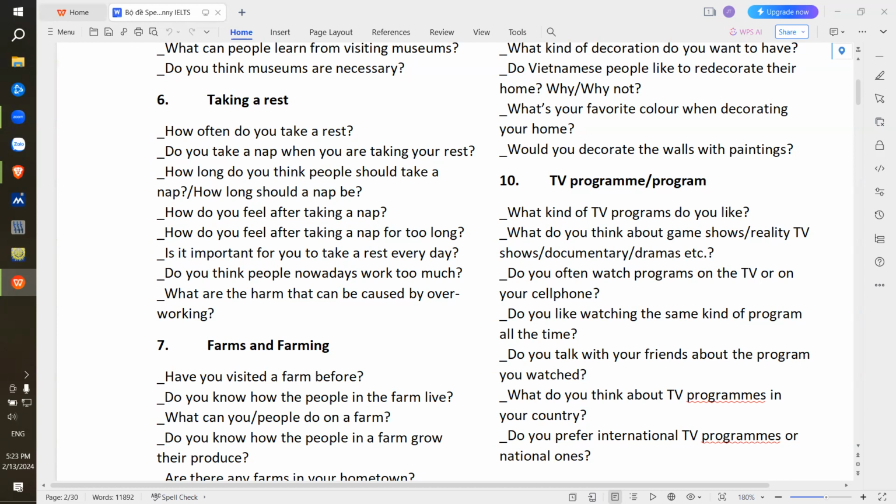I see. So, how do you feel after taking a nap for too long? Like, for example, if you take more than an hour nap, what would happen? How exactly would you feel? Taking a nap for too long is not good because maybe we can get tired too. And another thing is we have to do something to recover and to restart what we are doing before.